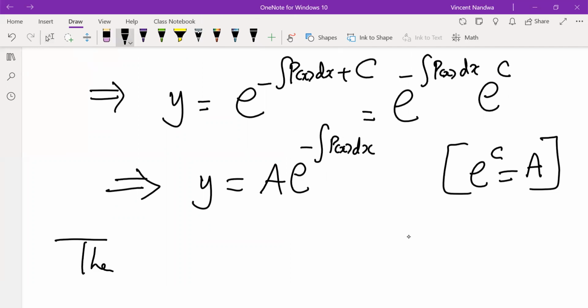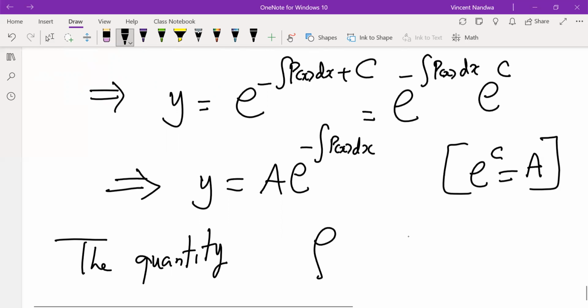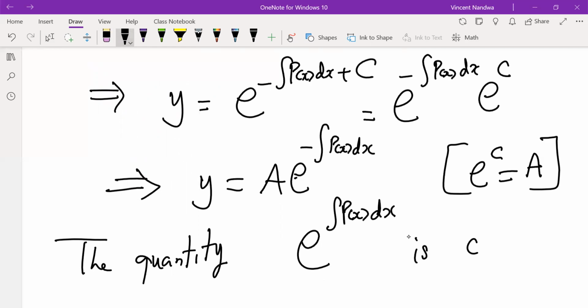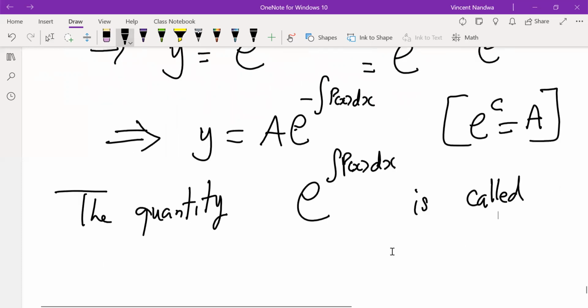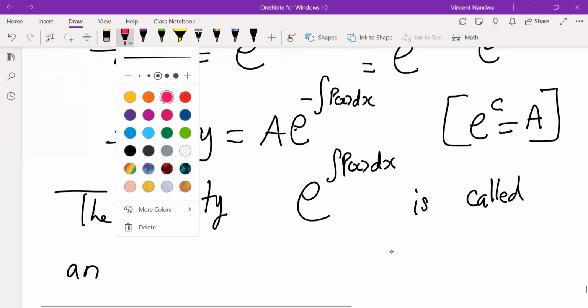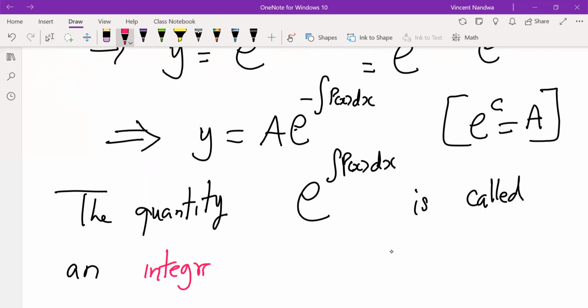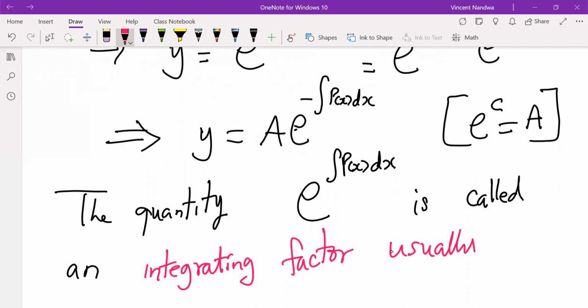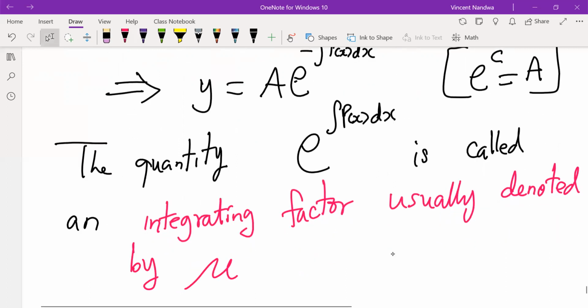So the quantity e raised to power the integral of p of x dx, if you ignore the negative sign, is called an integrating factor, usually denoted by mu of x.